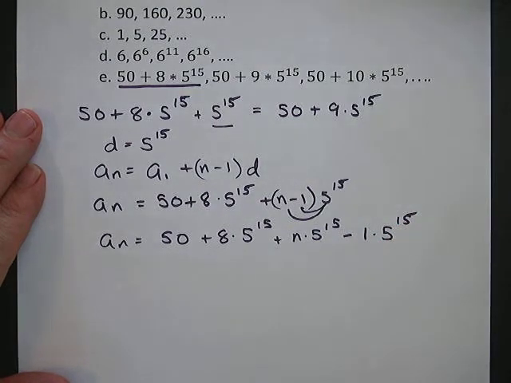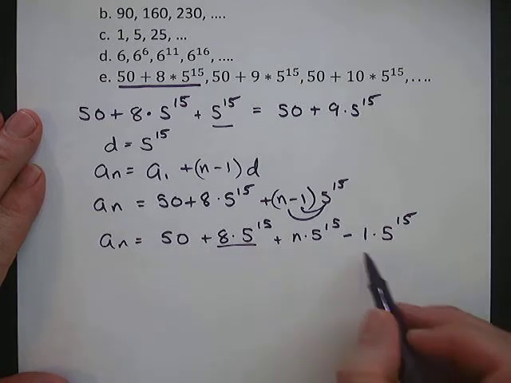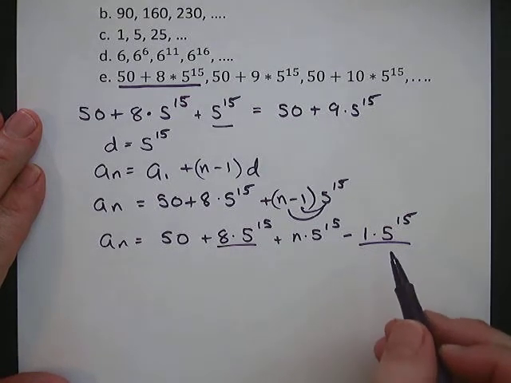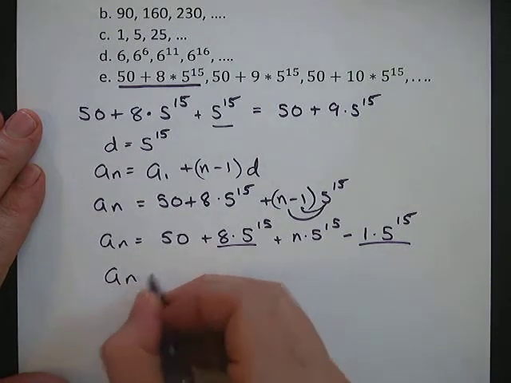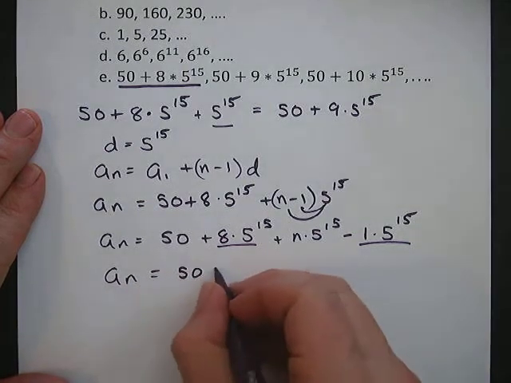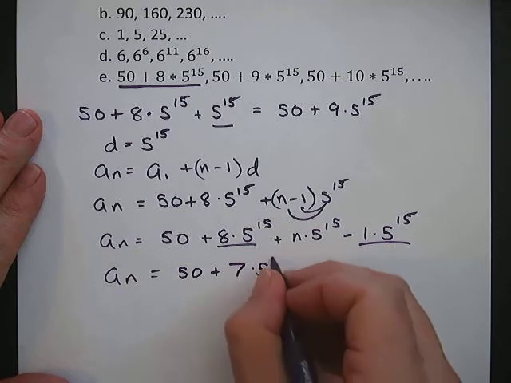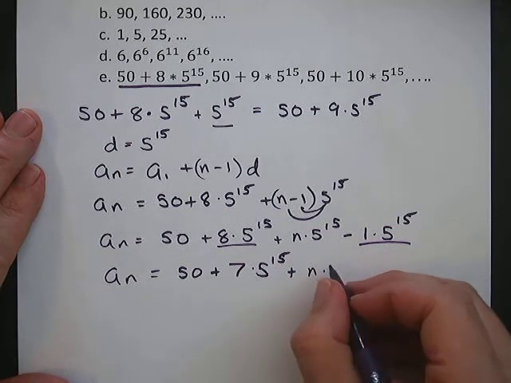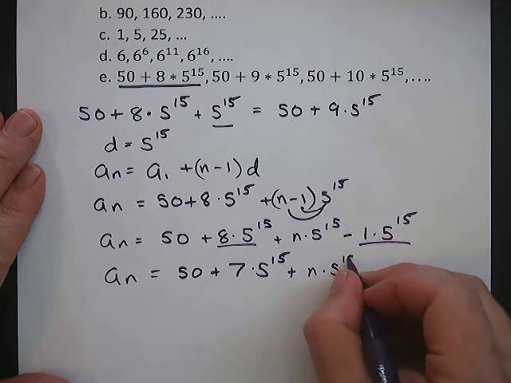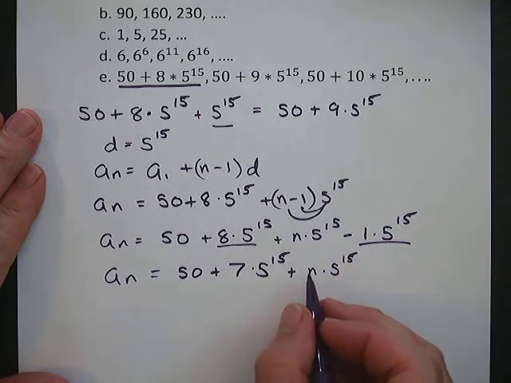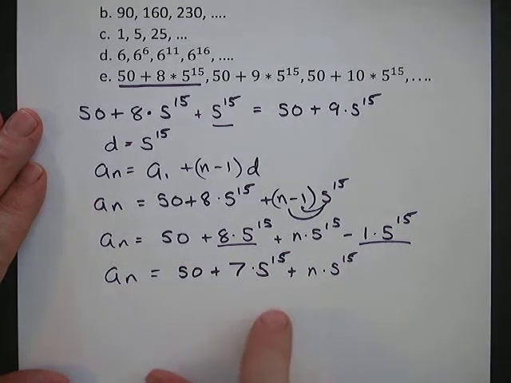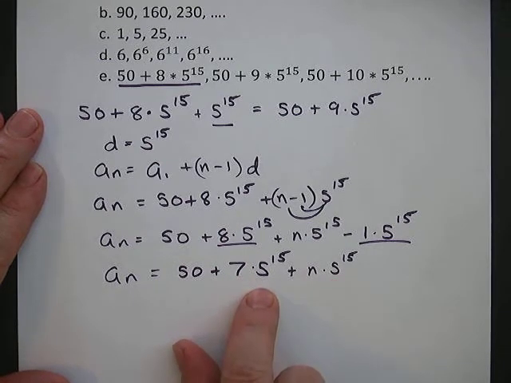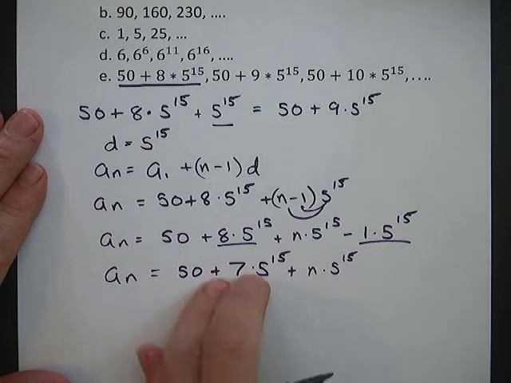Okay, so we can immediately combine these two terms, right? We have 8 of the 5 to the 15s minus 1 of the 5 to the 15s. That gives us 7. So 50 plus 7 times 5 to the 15 plus n times 5 to the 15. Now, how do we take care of these? Because this is not a number, so we can't readily combine it. But we can factor out a 5 to the 15 out of both of these since they both have it in there. So we can take a 5 to the 15 out and put it out front.